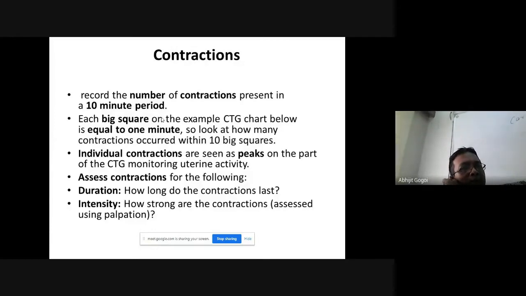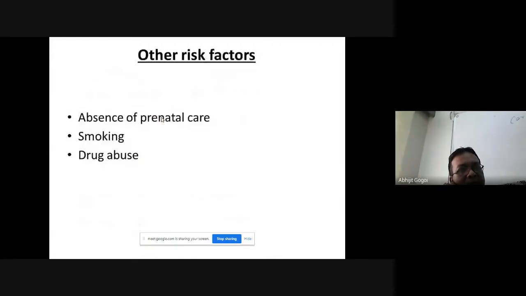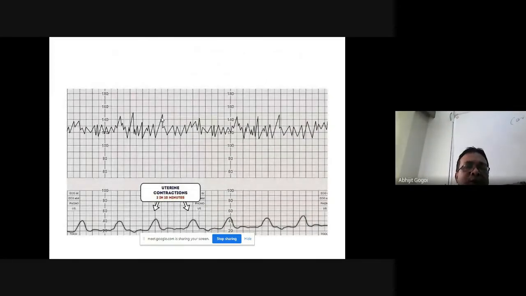Contractions. So first you will go for contraction, C for uterine contraction. So you see this CTG, these are the contractions. The best CTG is that there should be at least 2 contractions in 10 minutes.